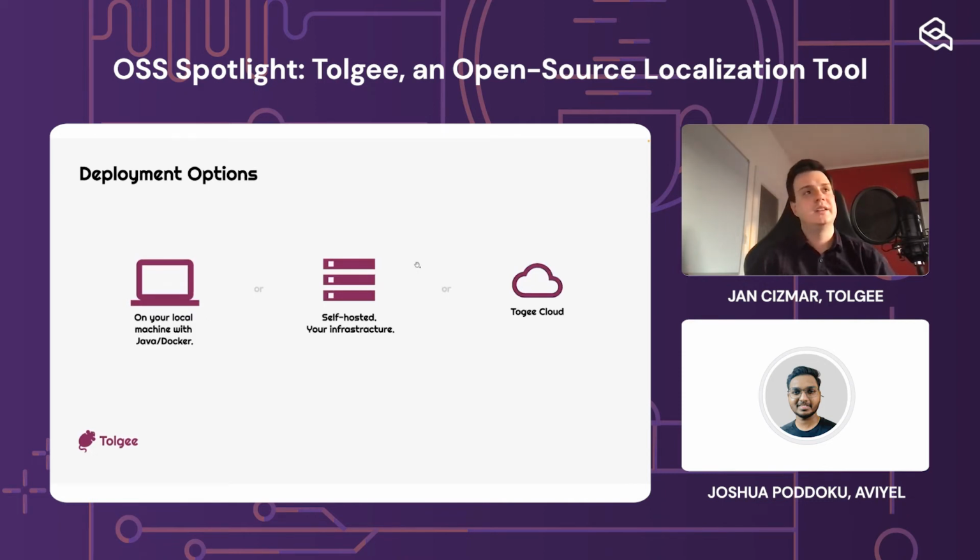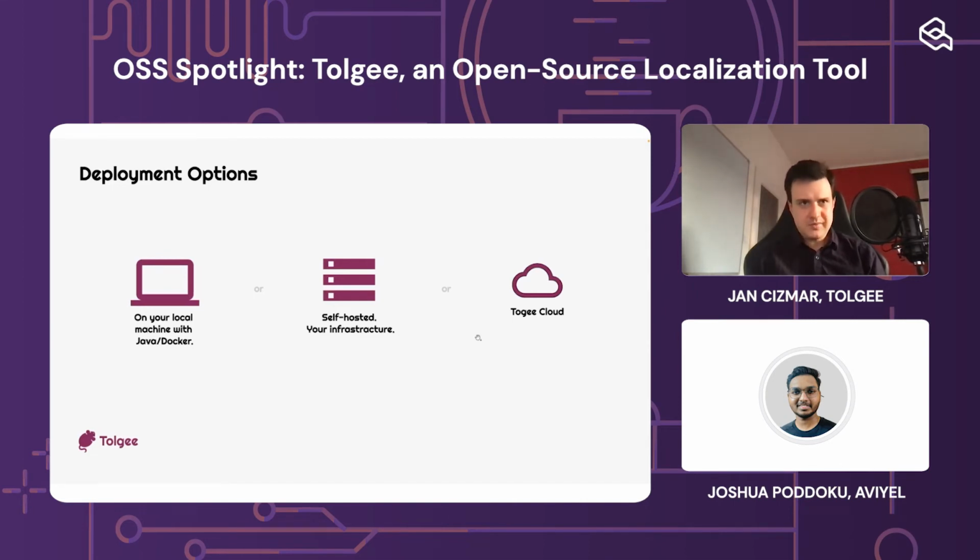And now something more interesting, something from development, or how you can actually use it and how you can deploy it. You can deploy it on your local machine with Docker or Java. You can use a self-hosted instance, so you can self-host it on your own infrastructure, or you can use our cloud, which I recommend, because our cloud is something we want to generate profit from.